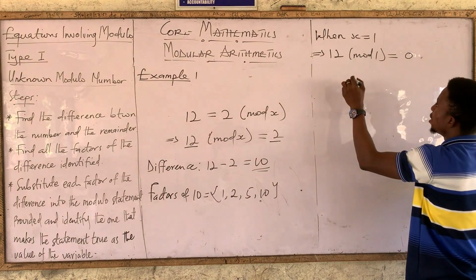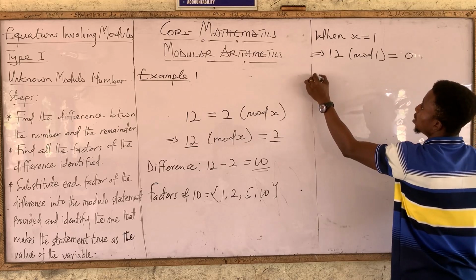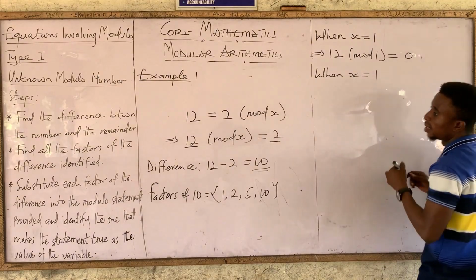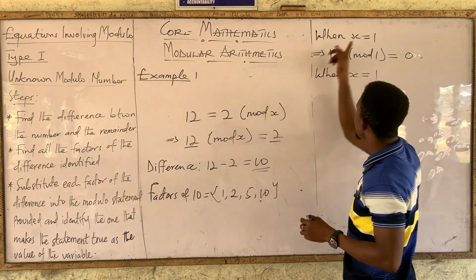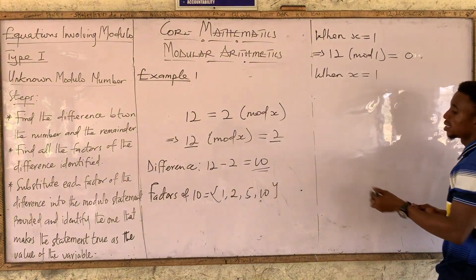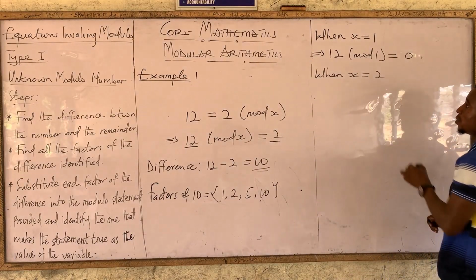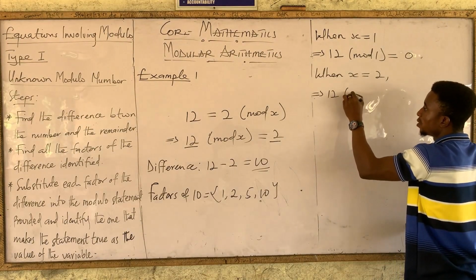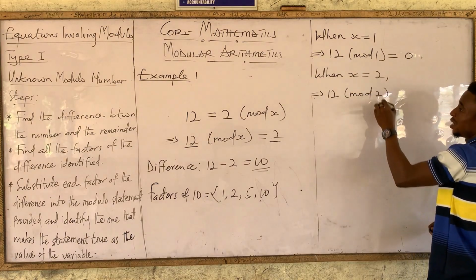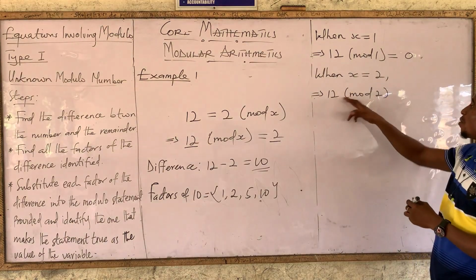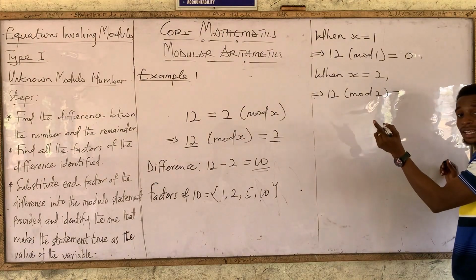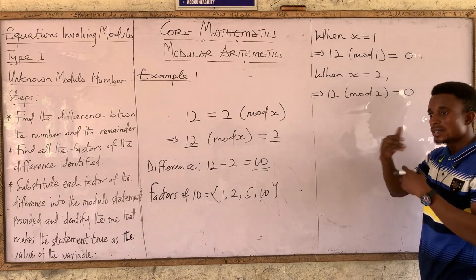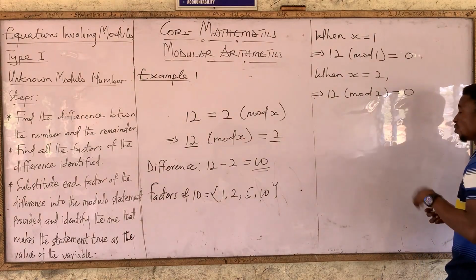So I'll have 0, when my x is equal to 1. We are done with the first one, so we are coming to the second one, 2. What do we do? I'll have the same 12 mod 2, and that one too is getting me 12 mod 2 is what? I hope you're able to say 0. Okay, because 2 into 12 is 6 without any remainder. You know this already.